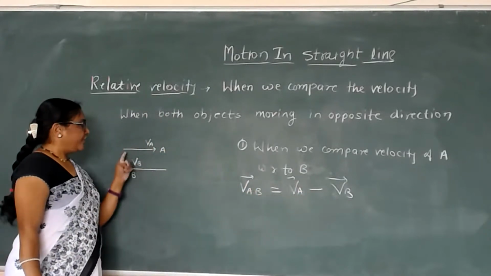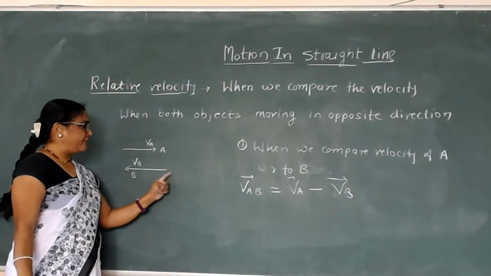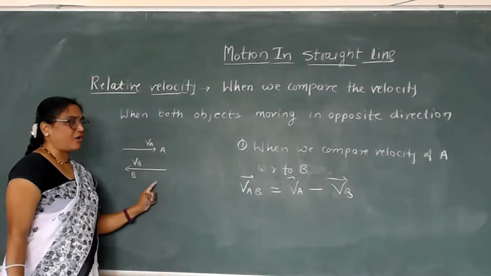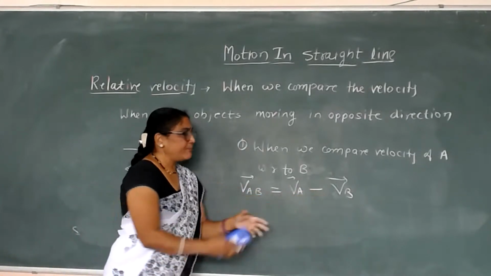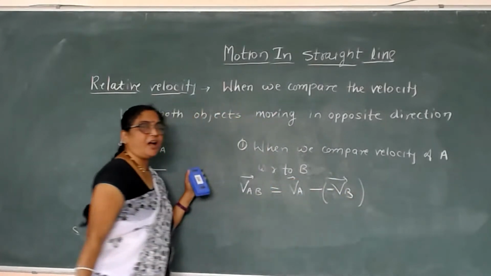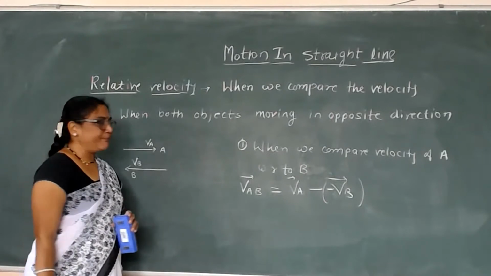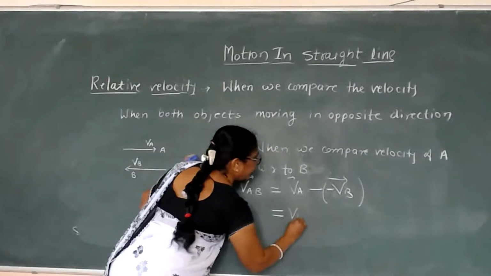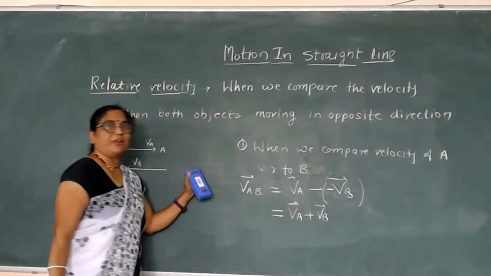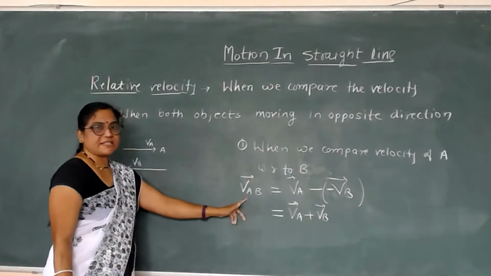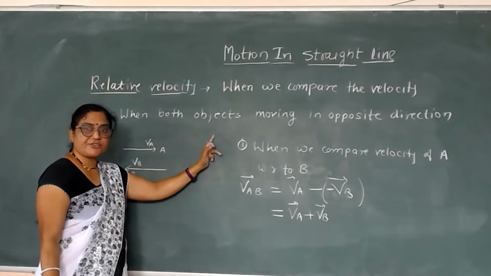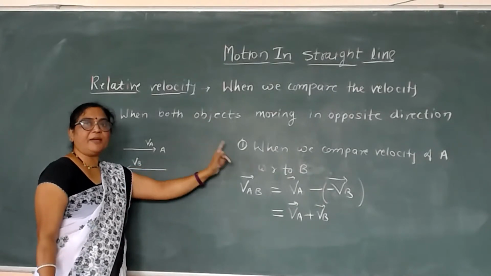But see the direction. VA is moving in the forward direction and VB is moving in the opposite direction. So when we compare the velocities, VA minus VB, but the direction of VB is negative. The direction of VB is opposite, so it is considered minus. Therefore, this is equal to VA plus VB. So this is the relative velocity when both objects are moving in opposite directions.